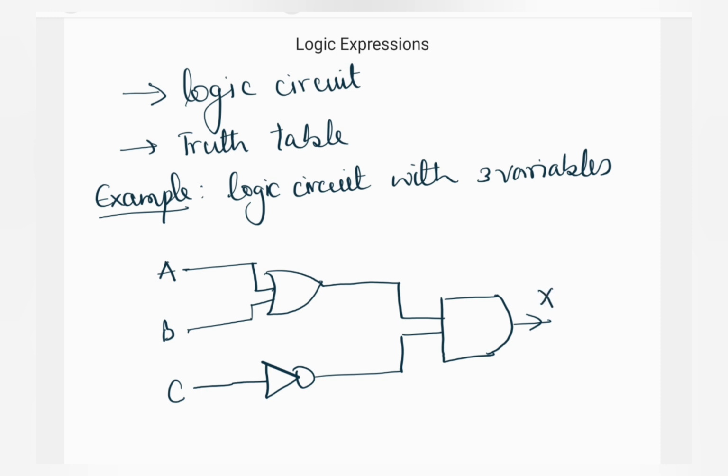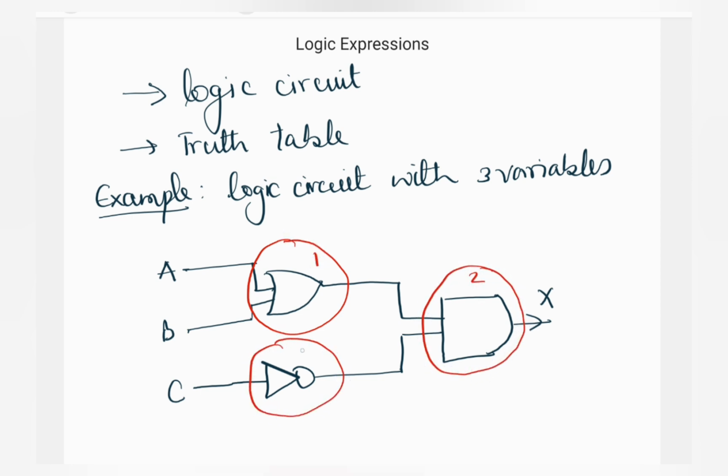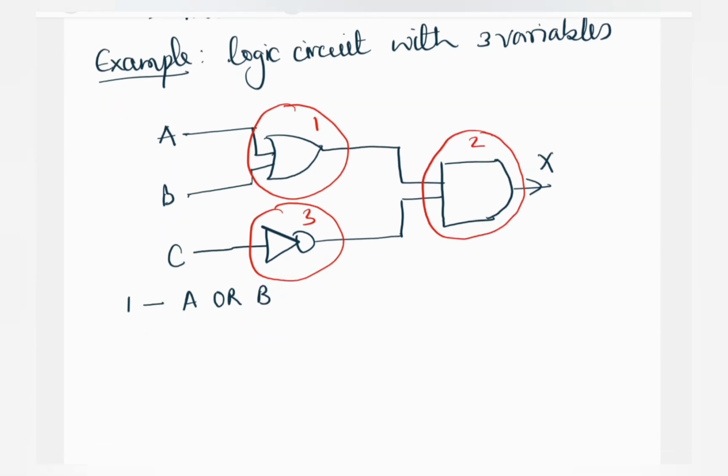Now if you look at this whole circuit closely, there are three gates. There's one gate over here, then a second gate over here, and then a third one over here. Let's write them individually. One gives you A OR B. Remember, the logic gate has to be written in uppercase. The second is just the AND, which is combining all the other gates. The third is NOT C.